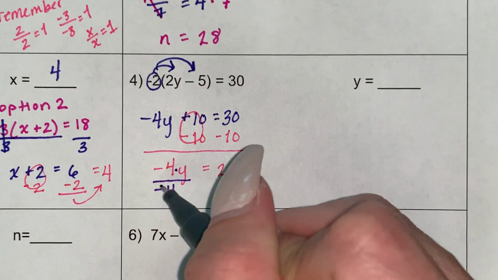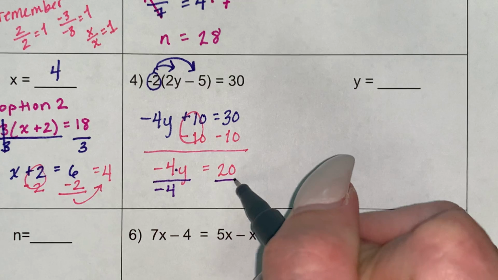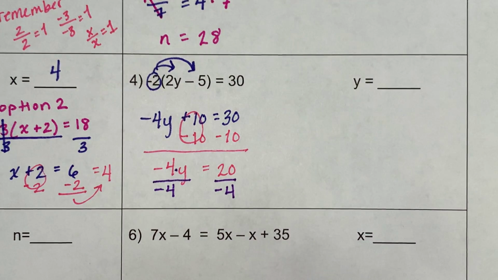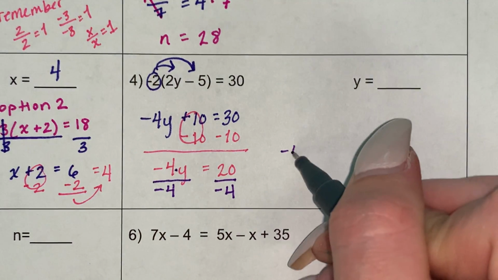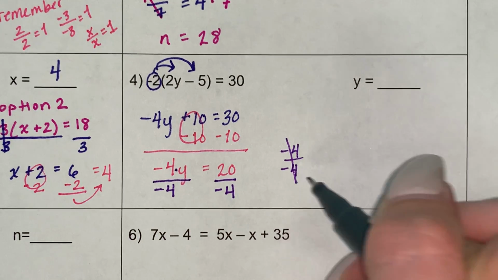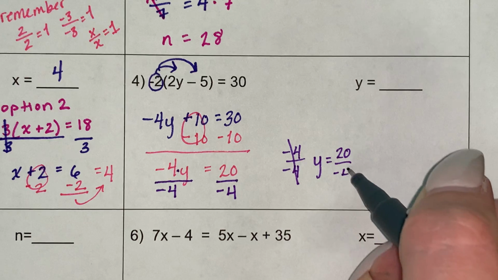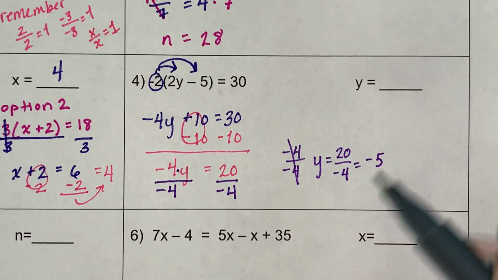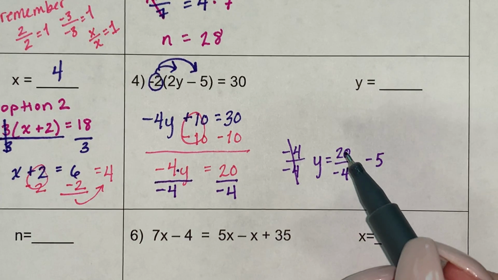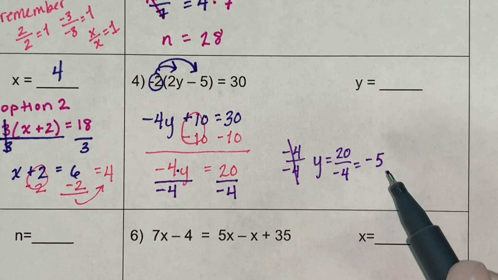And then if I have dividing by negative 4 on the left, I need to also divide by negative 4 on the right. So negative 4 over negative 4 will cancel and you'll just get y equals 20 over negative 4, which is negative 5. Remember, when you divide a positive number by a negative number, the answer will be negative.